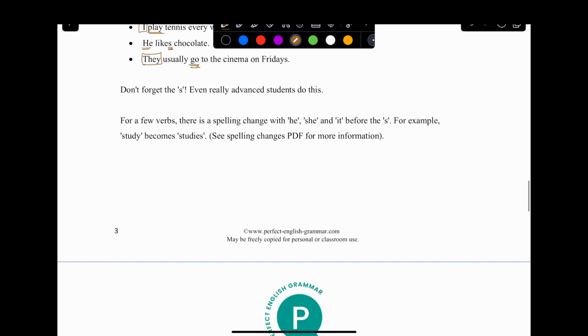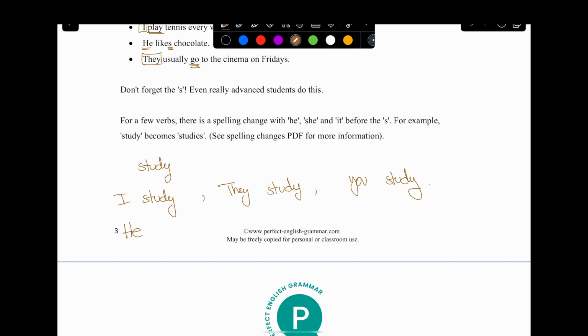Okay. For a few verbs there is a spelling change with he, she and it before the s. So مع بعض الأفعال هناك تغيير في spelling في كتابة الكلمة مع he, she, it قبل إضافة s إلى الverb. على سبيل المثال, study becomes studies. So إذا أردنا الverb study، عندما نقول I study، they study، you study، لكن عندما تكون السبجكت he، الآن يجب إضافة s إلى فعل study.